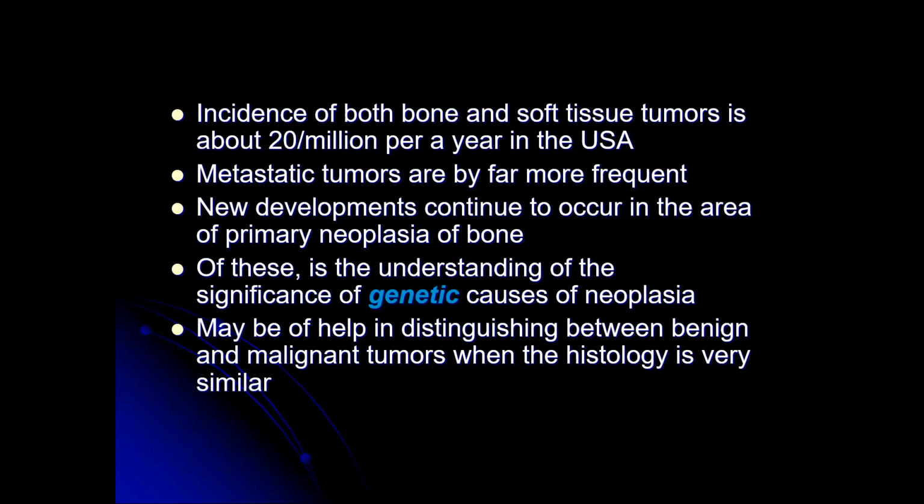The incidence of both bone and soft tissue tumors is about 20 per million per year in the USA. But you need to know how common these tumors are. They are very rare. And for this reason, you find that there are many institutions who hardly have any experience with bone tumors. By far, metastatic tumors are more frequent. There are new developments that occur every year and continue to occur in the area of primary neoplasia of bone. And one of these is the understanding of the significance of genetic causes of neoplasia, as this would help distinguish between a benign and a malignant lesion when the histology is very similar.